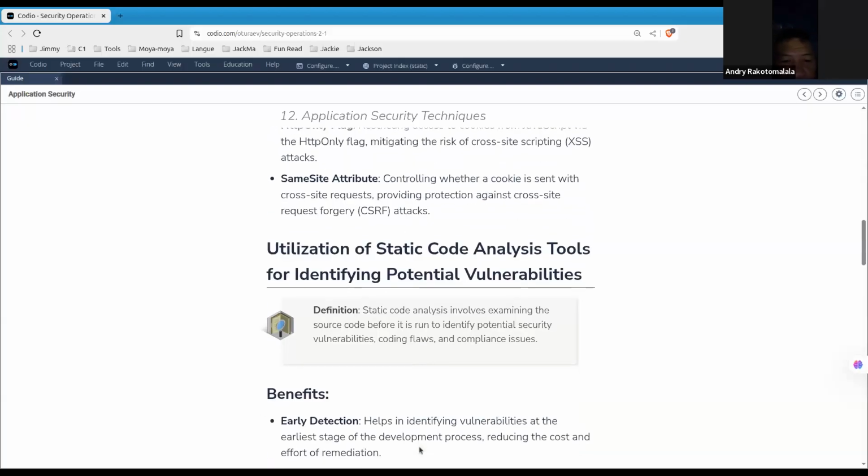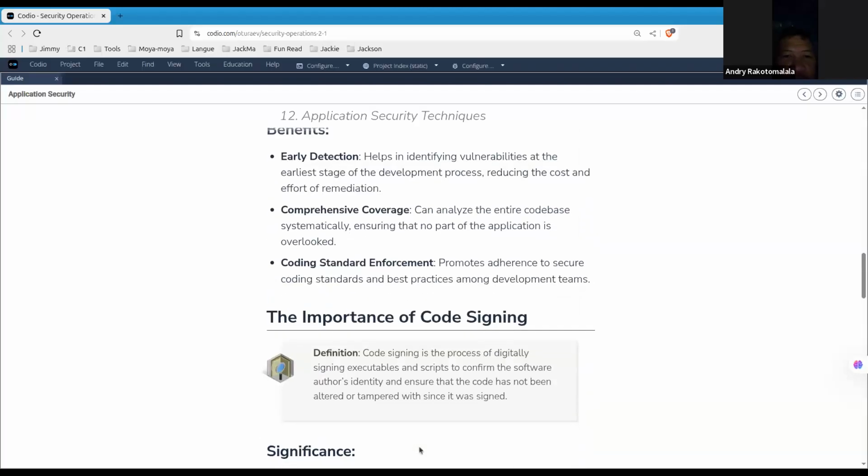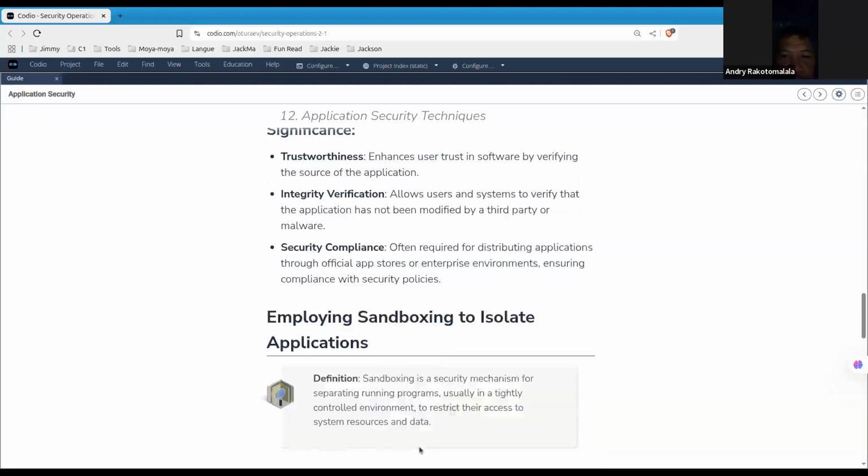I think we can skip the rest. Yeah, let's go to number 13, just for time here.